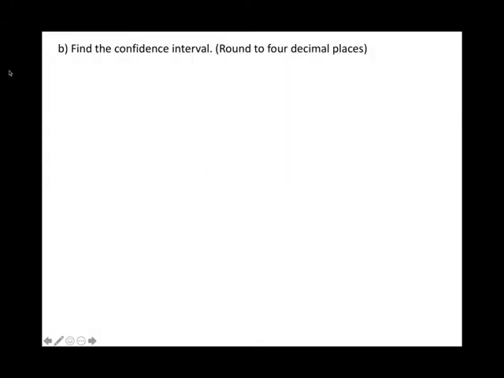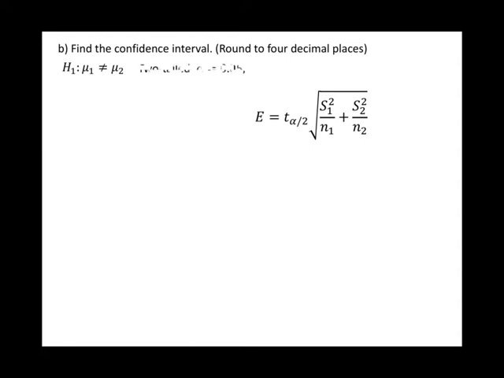Okay, B, find the confidence interval. So we have this formula. First, figure out what is your confidence level. So we have the alternate hypothesis not equal to, which is going to be 2 tail. Significance level is going to be 0.05. So since we already have the 2 tail, so 1 minus 0.05, which is going to be 0.95. So confidence level is going to be 95%.